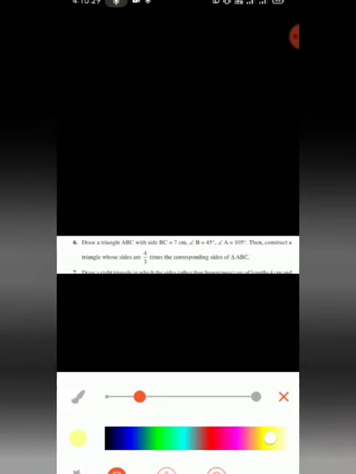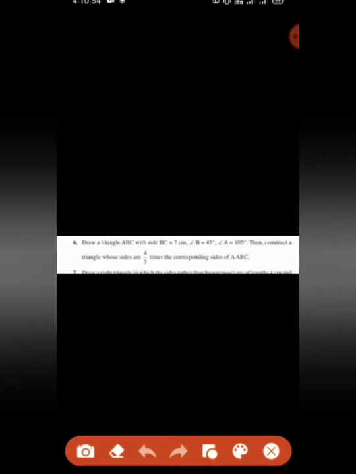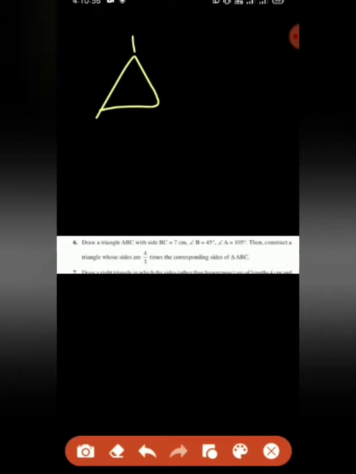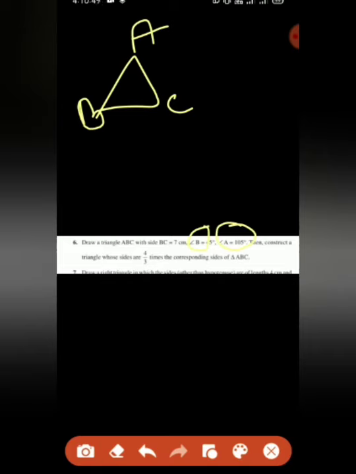Okay, first I need to take a triangle ABC. I need to draw it with side BC 7 cm, angle B 45 degrees, angle A 105 degrees. Now, what you need to do is draw a triangle ABC so that angle B is 45 degrees, angle A is 105 degrees, and BC is 7 cm.